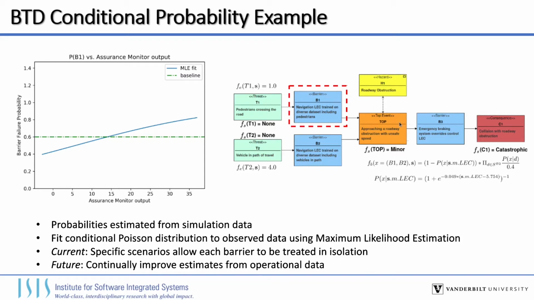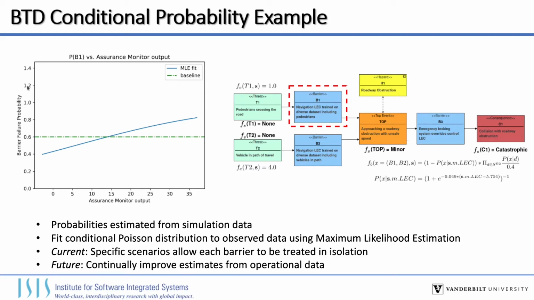Now, given that we know T1 occurred, we can look at how many times the top event occurred and determine the effectiveness of barrier B1 under different conditions. Using, in this case, maximum likelihood estimation, we fit that data, and you get the plot you see here on the left.